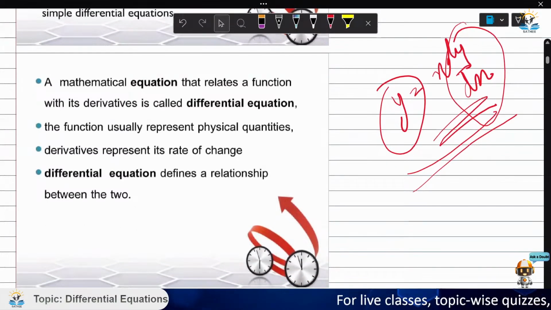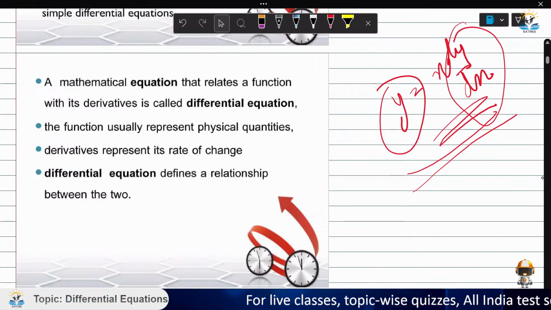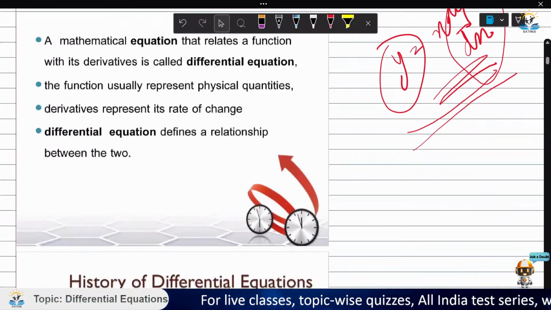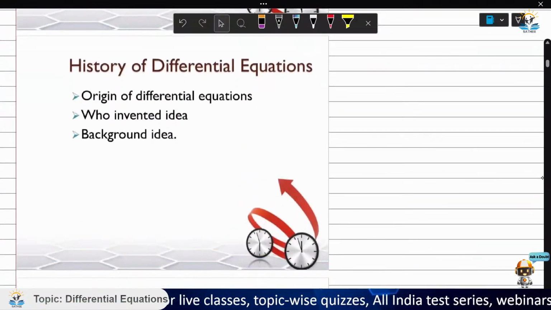The function usually represents physical quantities, and the derivative represents its rate of change. A differential equation defines a relationship between the two. Yes, that is what we studied.